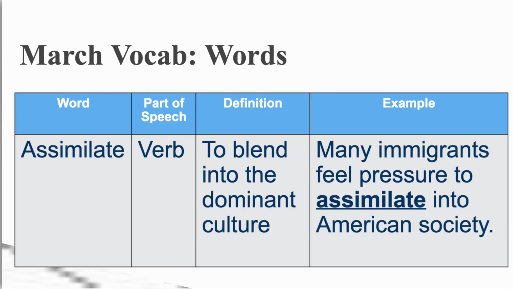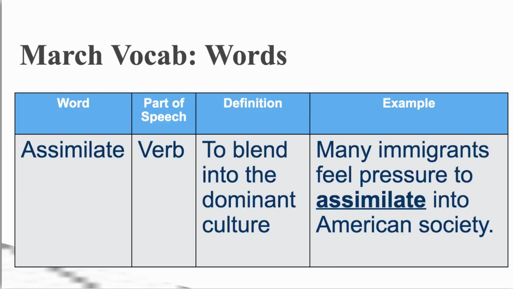Assimilate is the next one. So you may have learned about this in history class. This is a verb, and this is when you have a minority of any kind, so religious minority, racial minority, ethnic minority, that on purpose blends into the dominant culture. So they give up some of their traditions or beliefs or customs to be more like the majority.